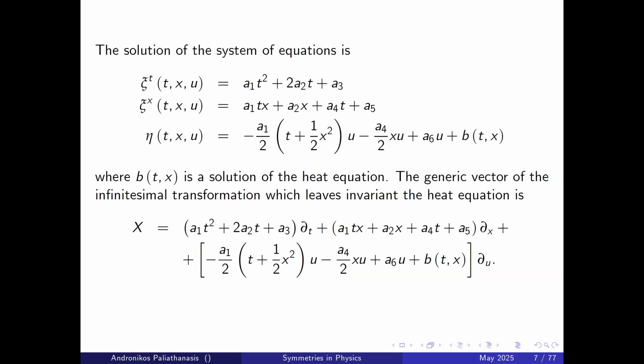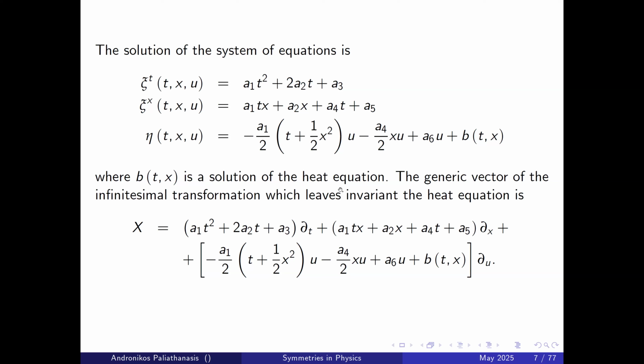In these coefficients, as you can see, we have six constants, A1, A2, A3, A4, A5, and A6, and a function B, where B is a solution of the heat equation. Each constant generates a symmetry vector. These six constants generate a basis of symmetry vectors, while B(t,x) is a solution of the heat equation, and we know that a solution of a PDE is also the generator of a symmetry of the PDE.